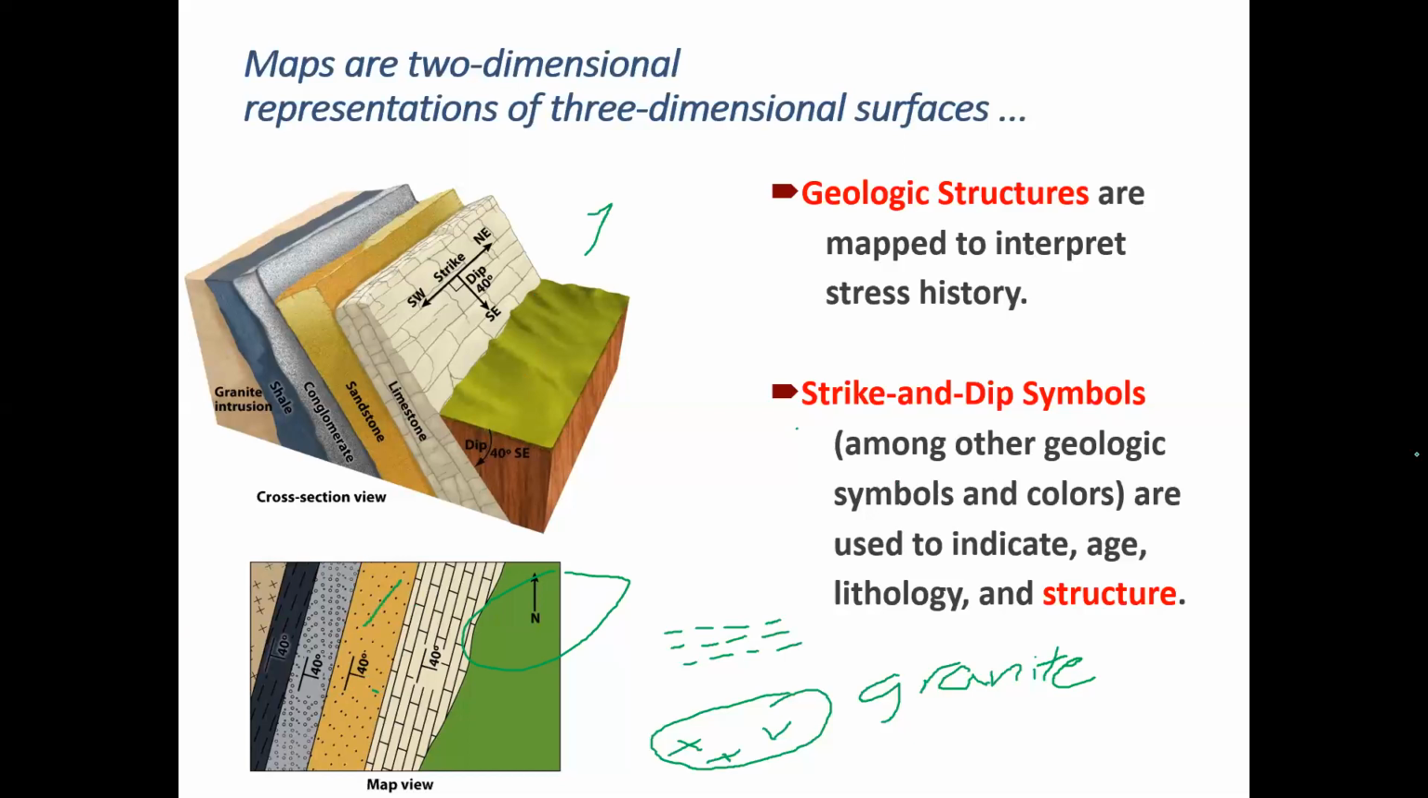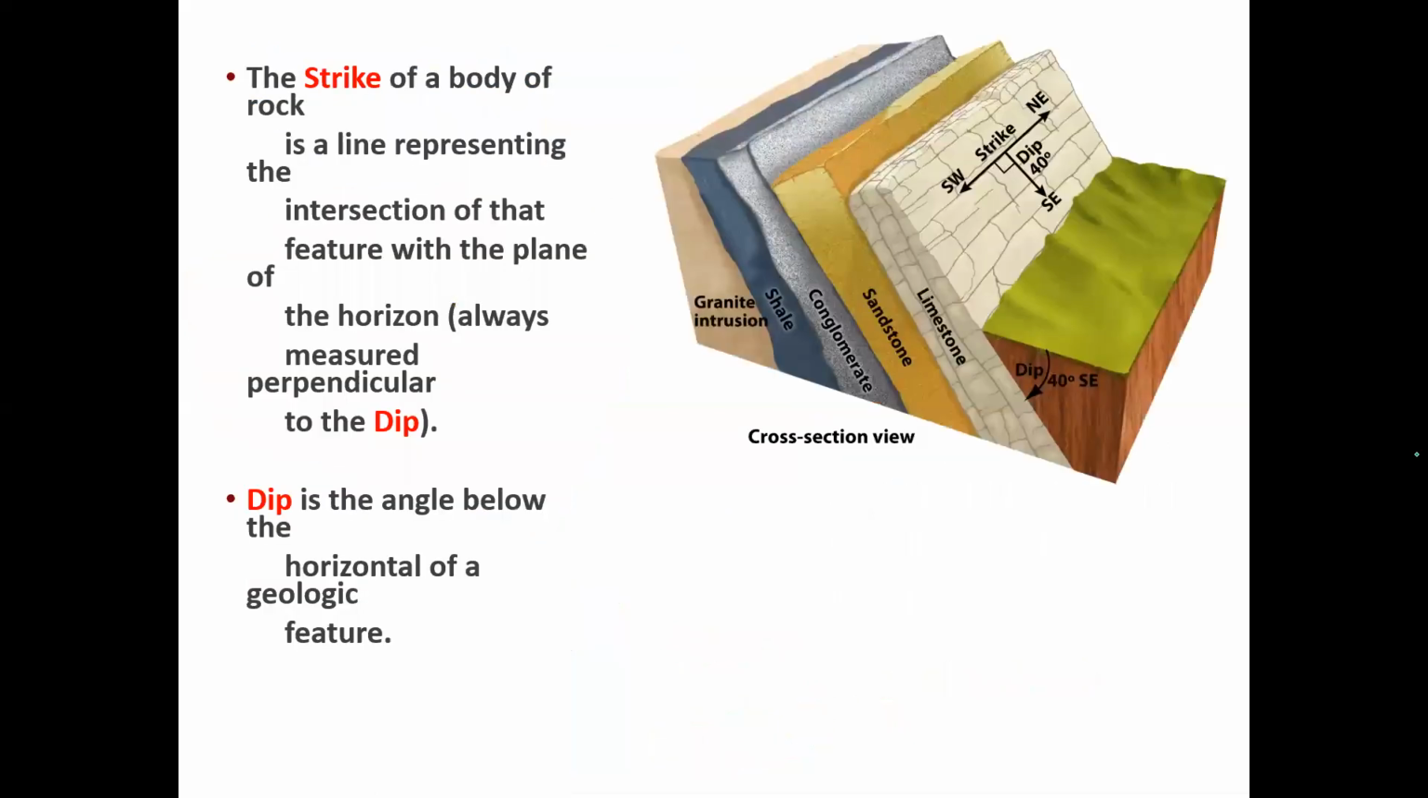So the codes on a geology map will indicate the age, what type of rock it is, and of course we see the structures. Folds and faults would be shown also on a geology map.